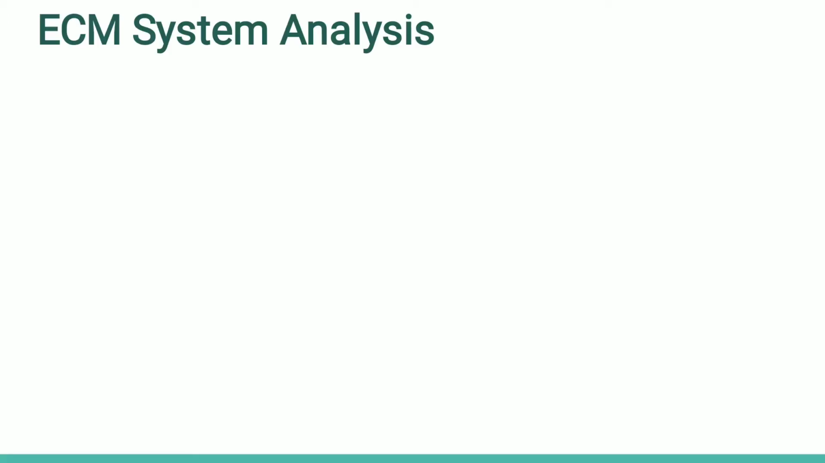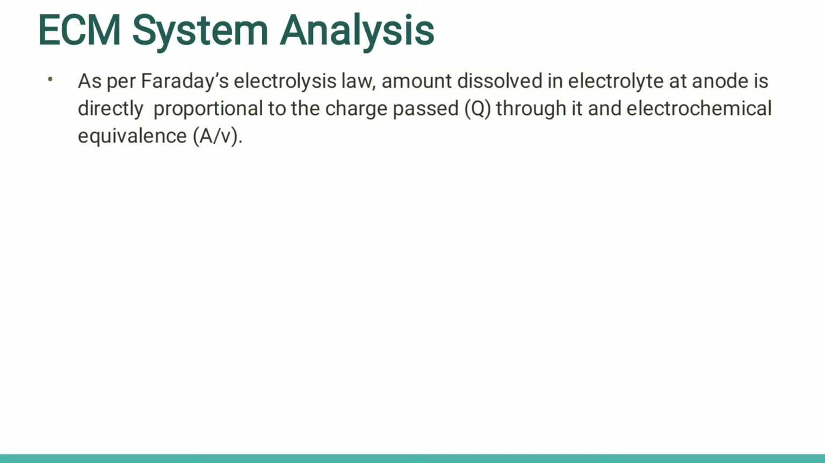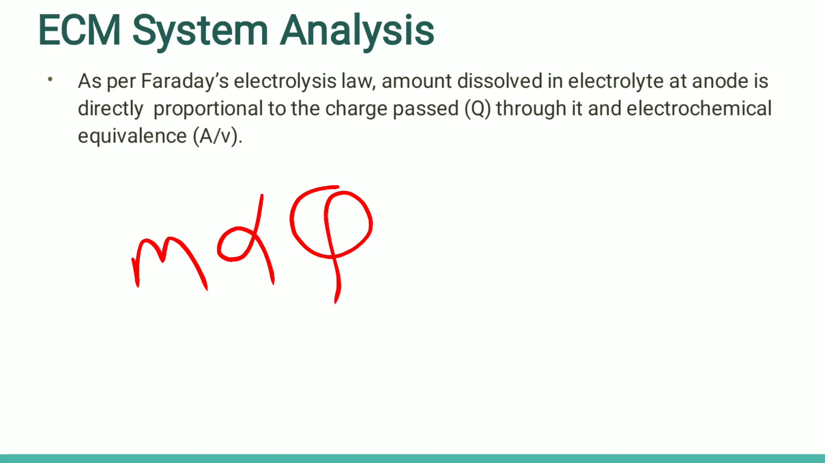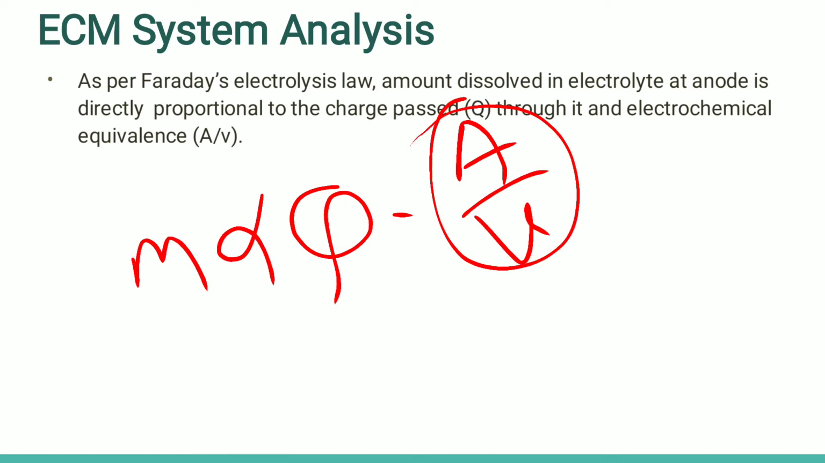So let's start. ECM system analysis, or we can also write the topic as material removal rate, MRR. But here, what I have studied from the book is written as ECM system analysis only, so I have written the same. As per Faraday's law, the material which is depleted from the anode, or removed from the workpiece, M, is directly proportional to two things. First is the charge, Q, and the ratio A by V.